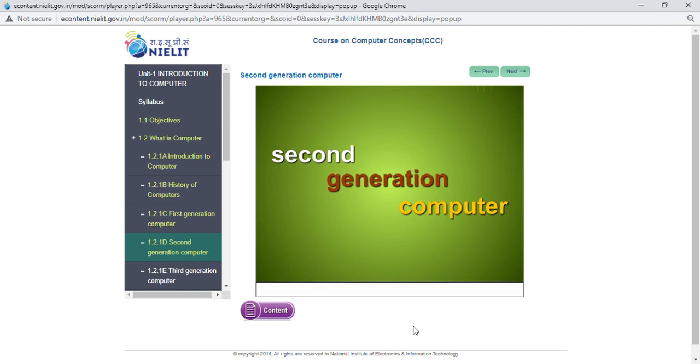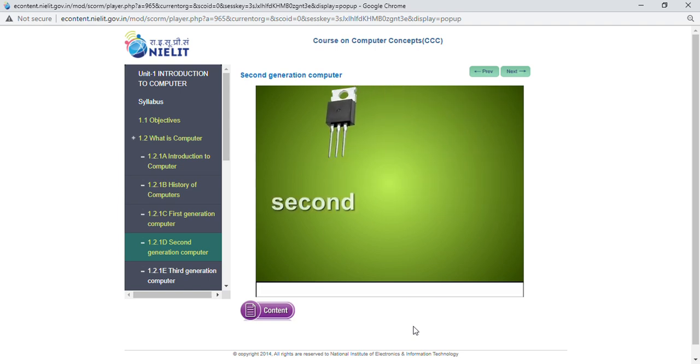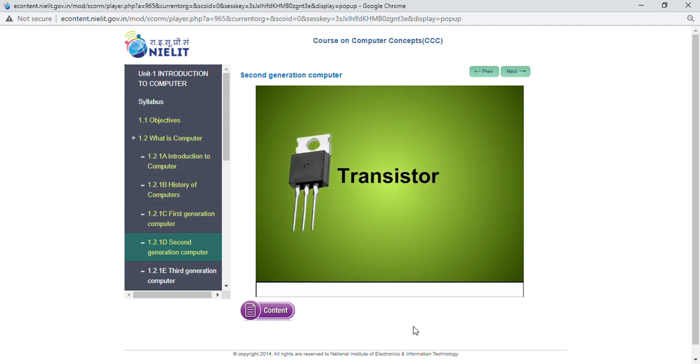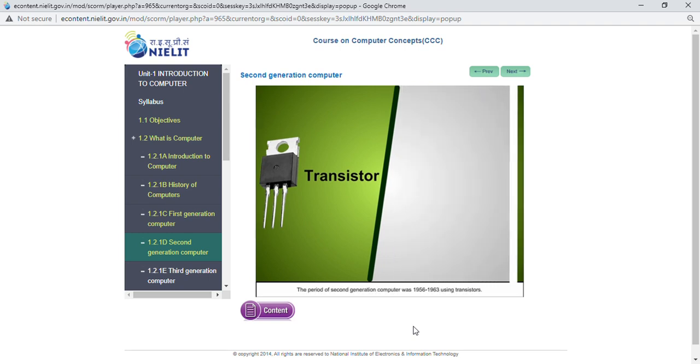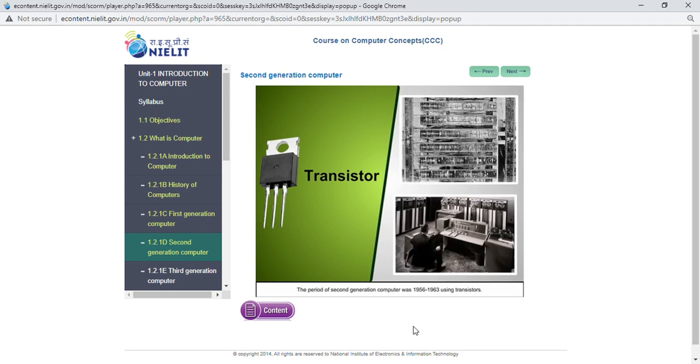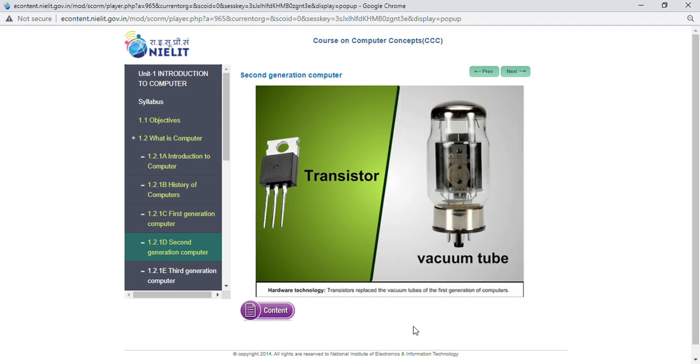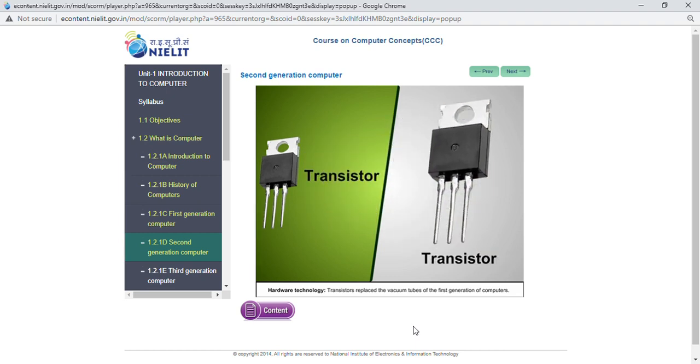Second generation computer. Transistors. The period of second generation computer was 1956 to 1963 using transistors. Hardware technology. Transistors replaced the vacuum tubes of the first generation of computers.